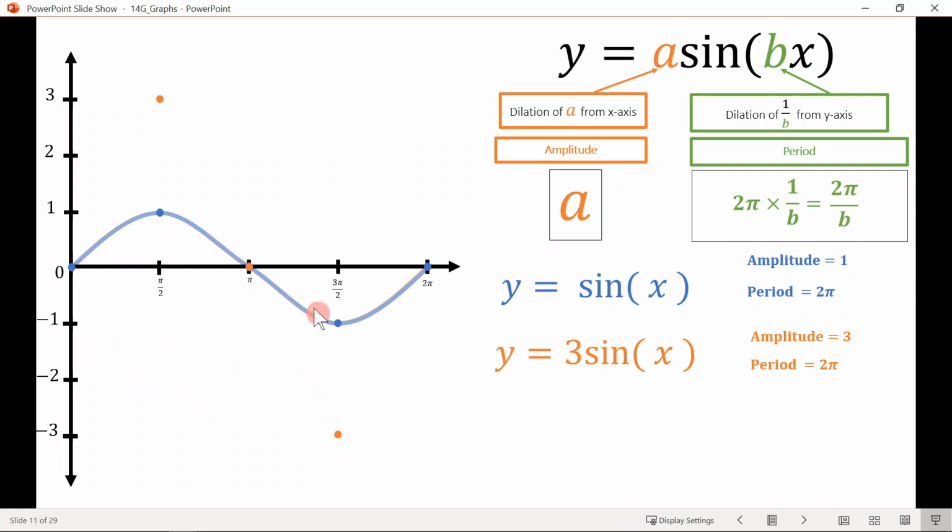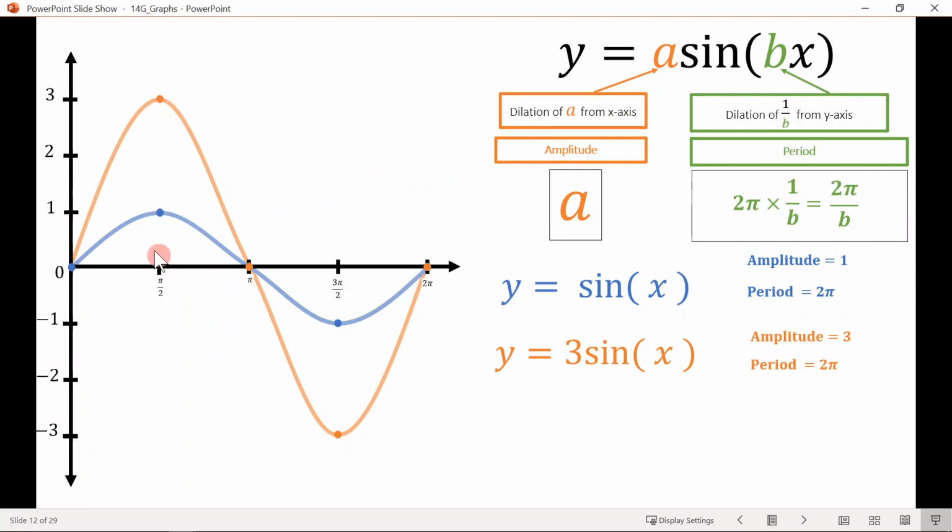So this blue graph, after we have performed the transformation, is now dilated away from the x-axis, and that's what it looks like. So hopefully you get a good understanding of what the amplitude is. The amplitude is the dilation from the x-axis. So as you can see there, it's 3.